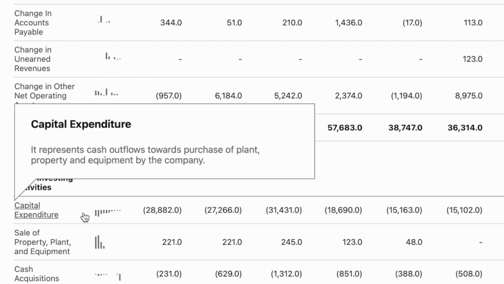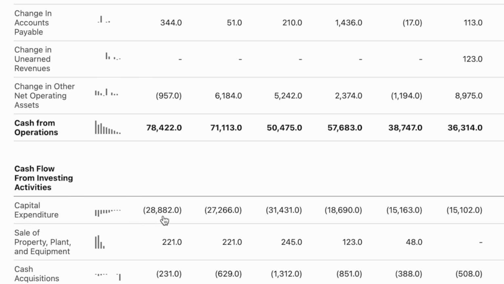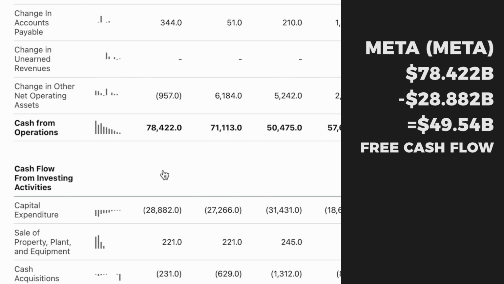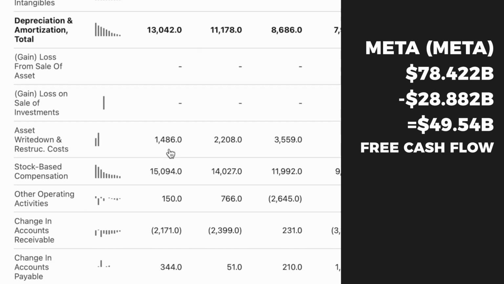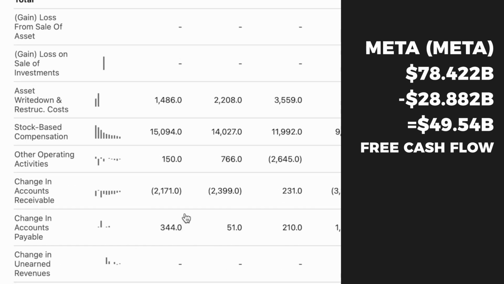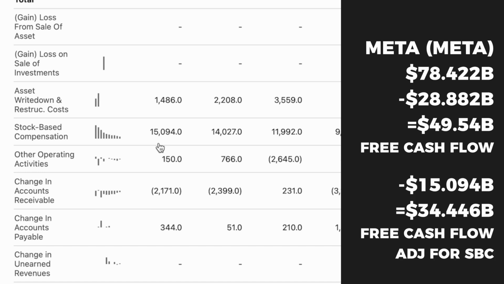And if we take a look at capital expenditures, it's $28.88 billion, which means that the free cash flow for Meta is $49.54 billion for the trailing 12 months. And now if we want to do the stock-based compensation adjusted number, we can see that Meta has a whopping $15 billion of stock-based compensation. And so if we subtract that from our free cash flow number, Meta's adjusted free cash flow for stock-based compensation is $34.446 billion.